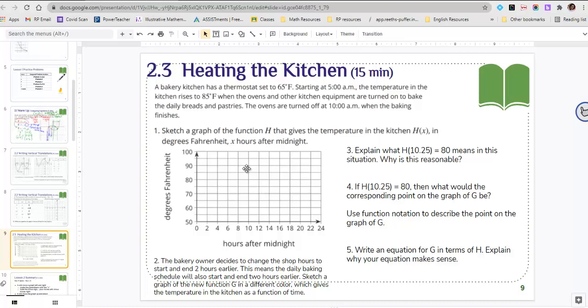So we've got a bakery kitchen that has a thermostat set at 65 degrees Fahrenheit. Will you start and find the 65 degree Fahrenheit temperature that is our starting temperature for the day? Put that point there. It stays at 65 until 5 a.m. when the temperature starts to rise to 85. So from midnight until 5 a.m., it stays at 65 degrees.